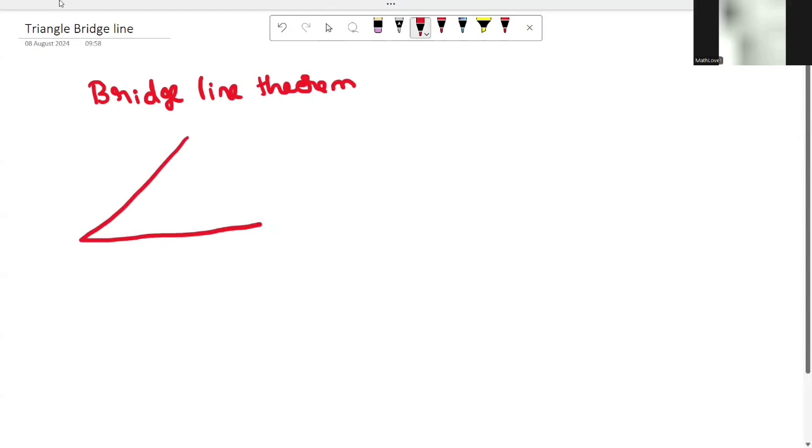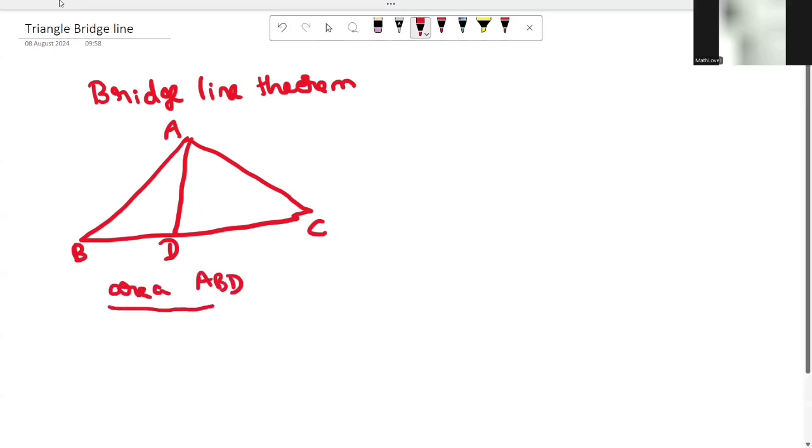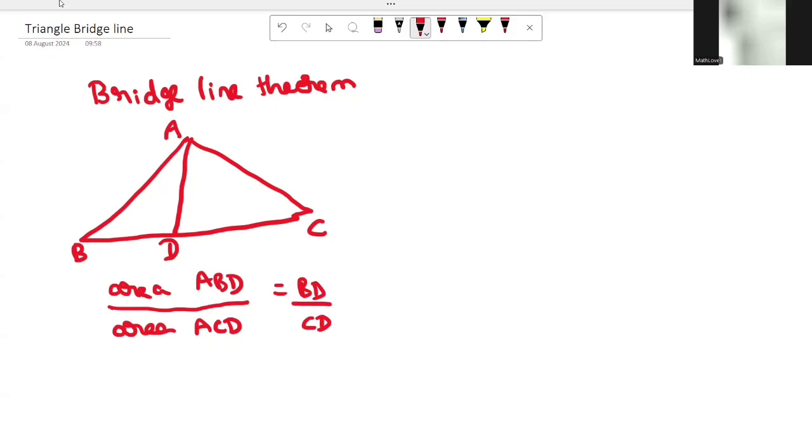So, in a triangle, if you draw a line from the vertex to the opposite side, then the triangle is fragmented into two triangles, and the ratio of their areas will be in the ratio of their bases. The reason is the two triangles have a common height drawn from the vertex A, and only their bases are different.